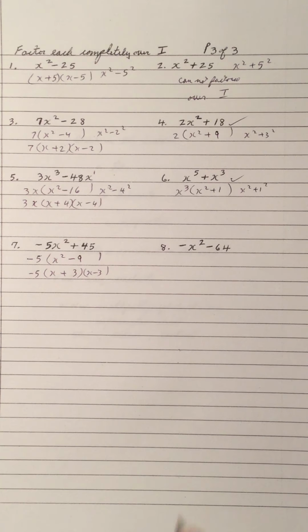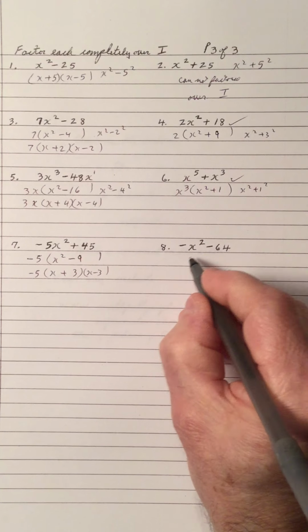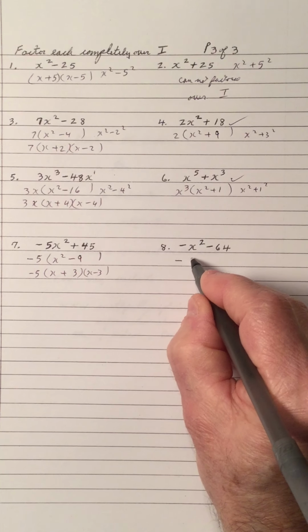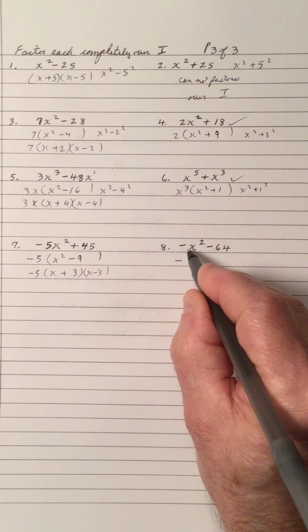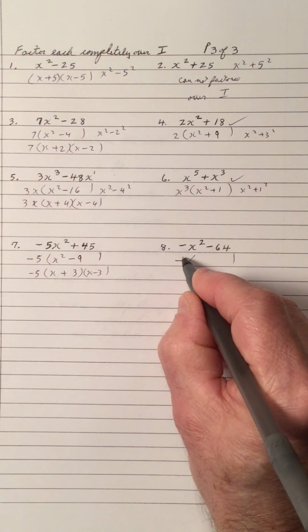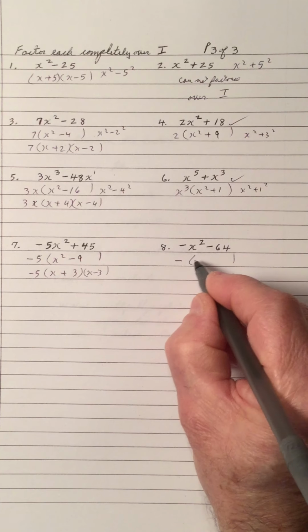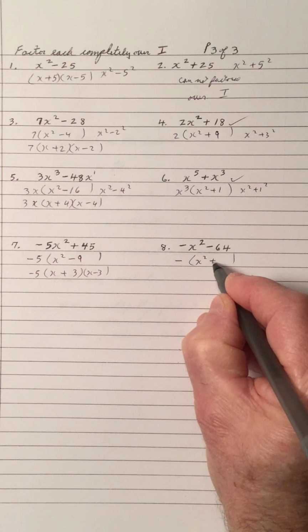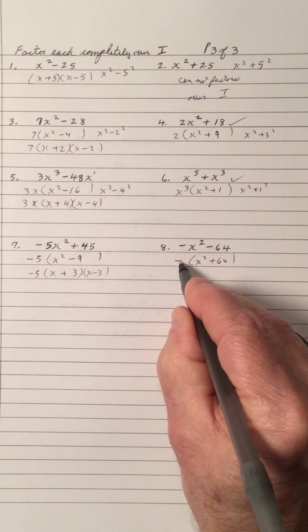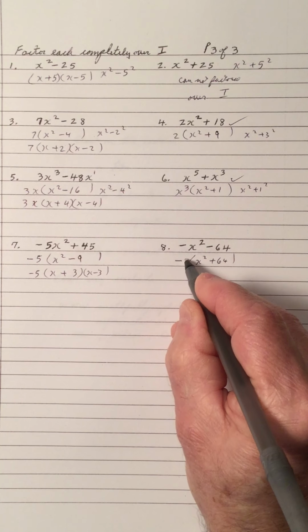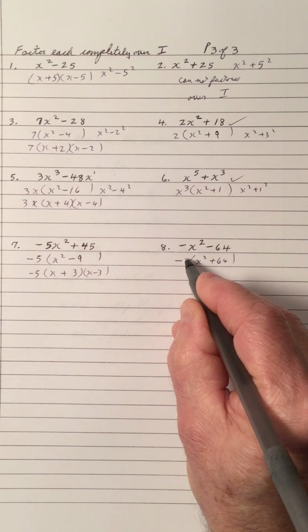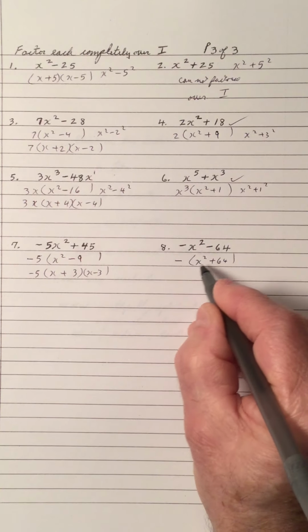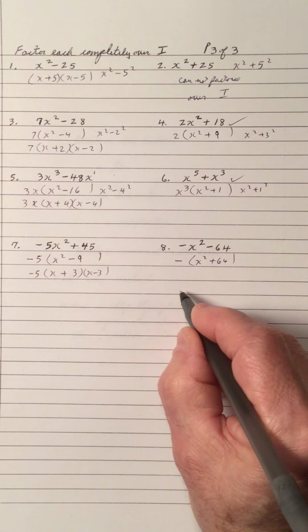Number 8, we have a negative in the leading term, so we take the negative out. And we have no other common factor. So there's the negative coming out. So negative divided by negative is a positive, x squared. Negative divided by negative is a positive 64. When you think about taking a negative 1, if you want to put a negative 1 there, that's great, but we won't see the 1 there.